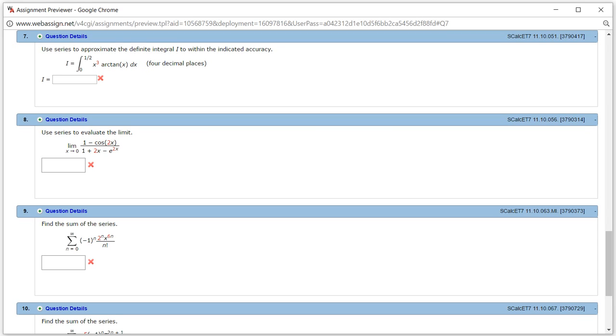All right, let's look at homework 11.10, problem number 7. We want to use series to approximate the value of this definite integral. So let's do that.